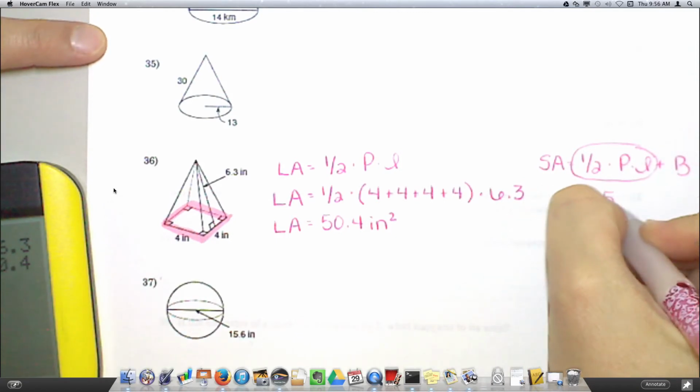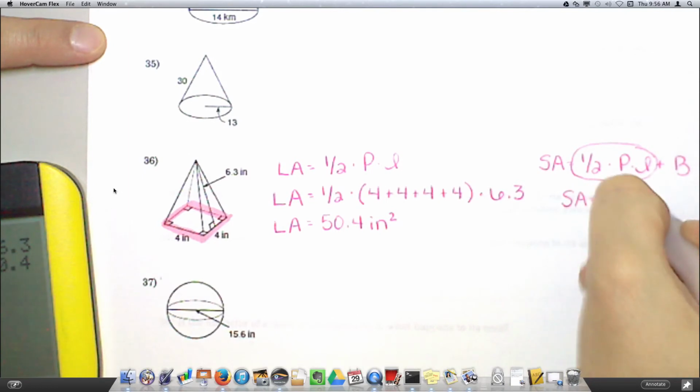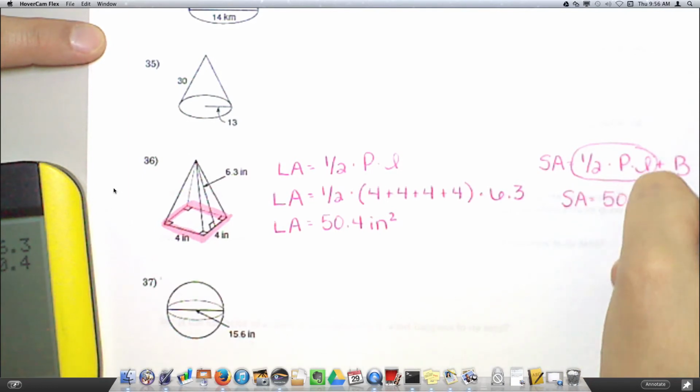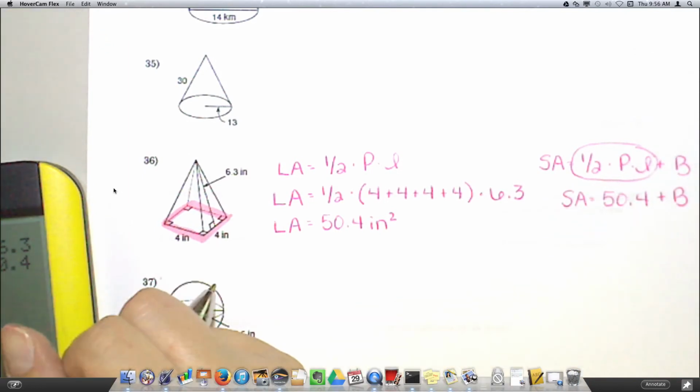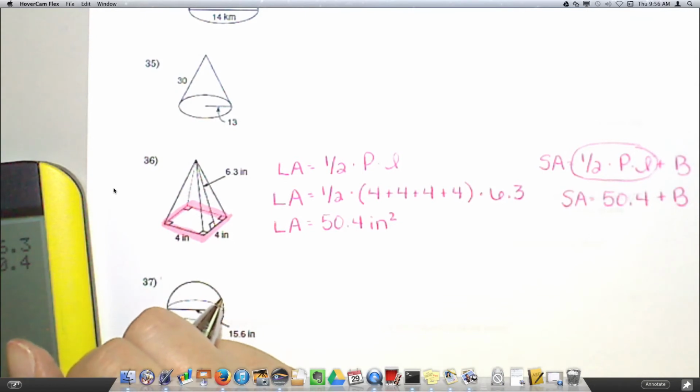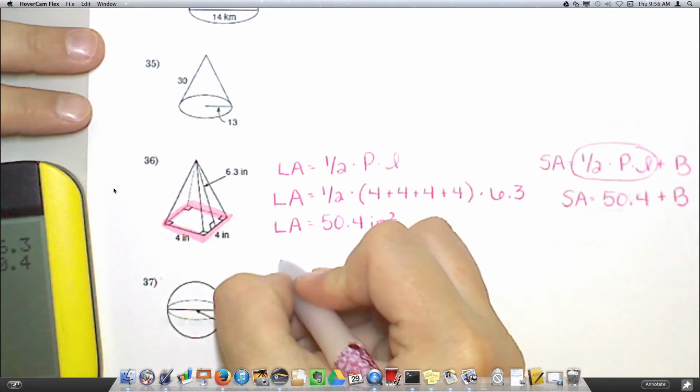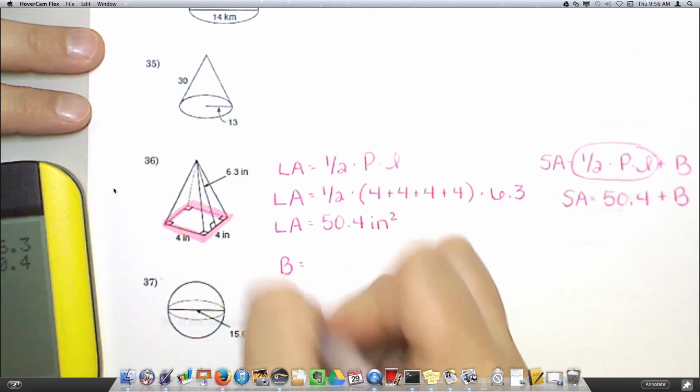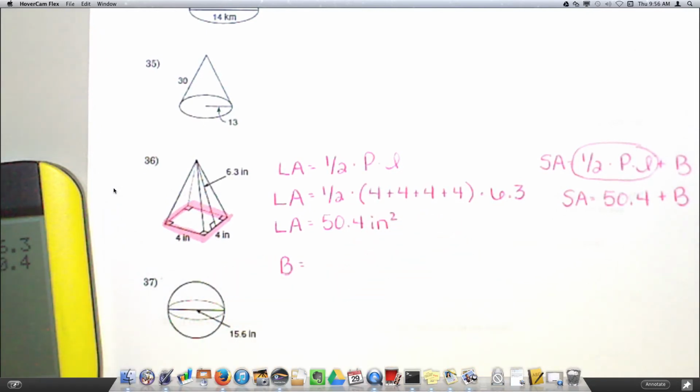So 50.4 plus B. Somebody tell me now how to find B. What does that B represent? Area of the base. Okay. What shape is the base? Darian, go ahead. It's a square. How do I find area of a square? Alex, what do you think? How do you find area of a square? Same as area of a rectangle.